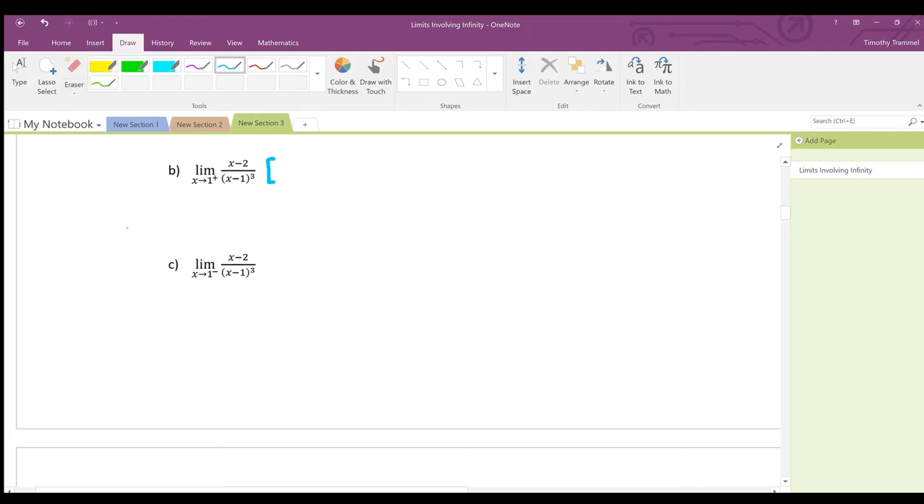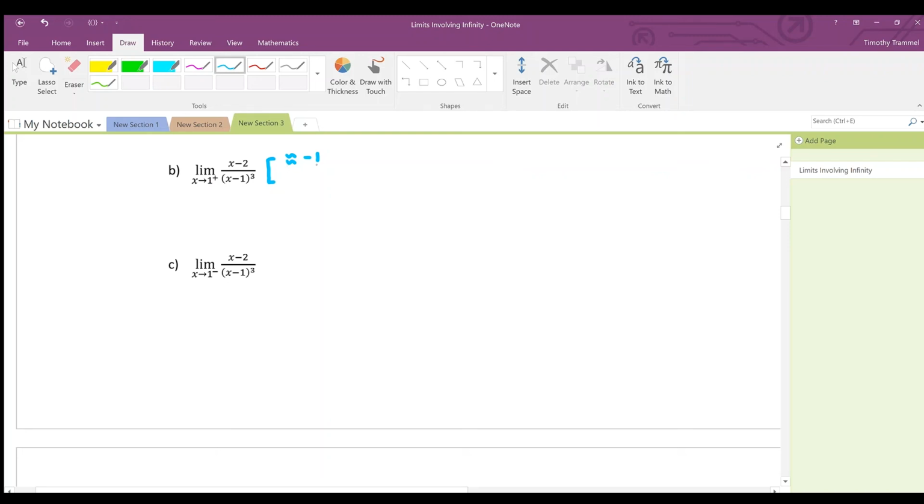Let's go ahead and start on part B now, and I want us to think about the numerator first. As x approaches 1 from the right, we have essentially something like 1.1. That might be a good number to think about. So 1.1 minus 2 gives us something pretty close to minus 1. And of course it's going to get closer and closer to minus 1 the closer we let x get to 1 from the right.